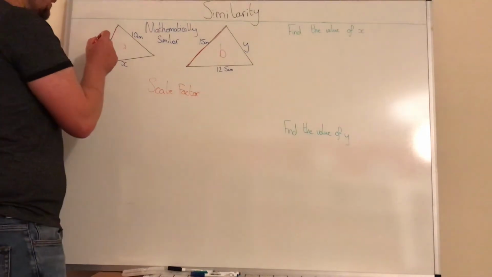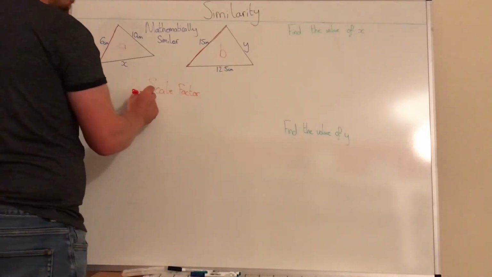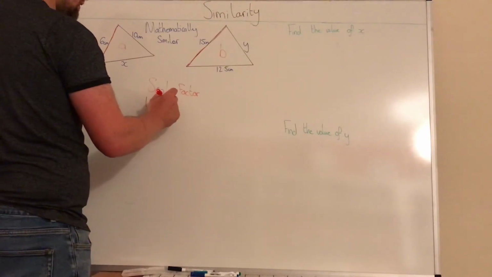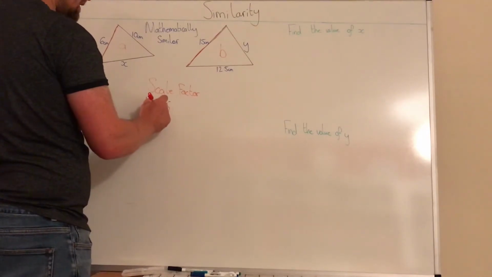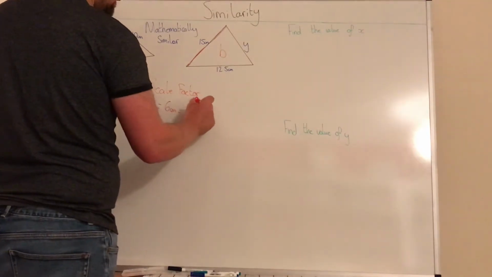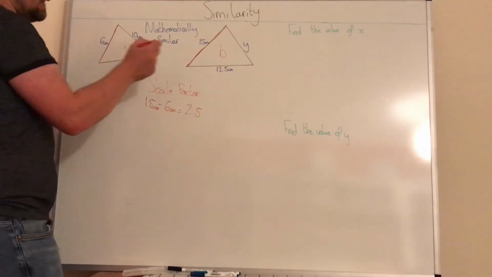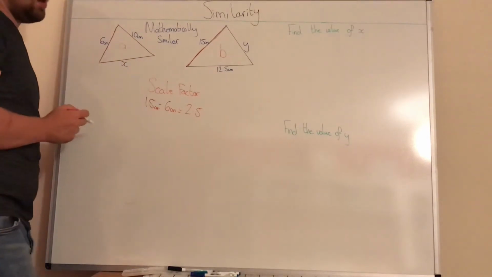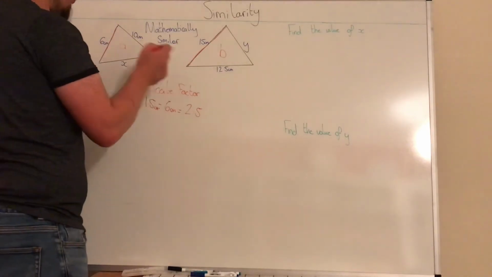So we need to find what we multiply 6 by to get to 15. The first step is to do the larger side divided by the shorter side, which is 6 centimeters. So we're going to do 15 centimeters divided by 6 centimeters, and that equals 2.5. What that means is that each side on this shape is 2.5 times bigger than the equivalent side on that shape. So this shape is 2.5 times bigger than this one.